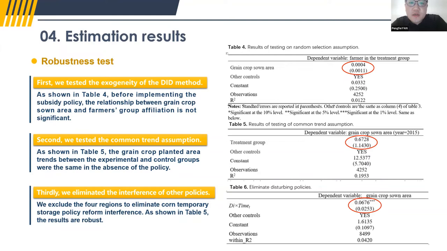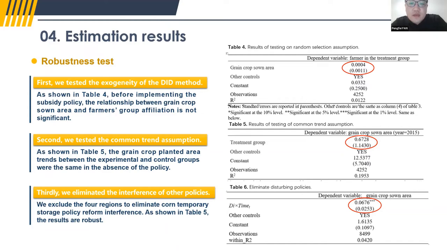And finally, policies may influence farmers' behavior, which will cause estimation bias. So we have to exclude the four provinces that implemented the core temporary storage policy reform. At the same time, the results in table six are still robust.